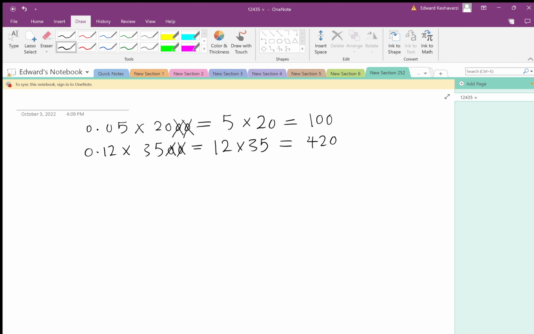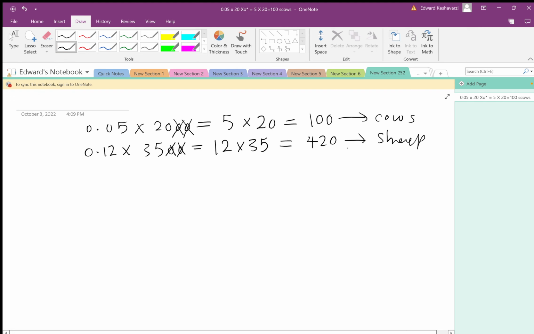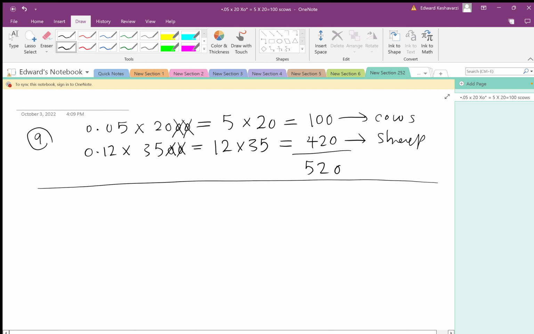That's okay, though. I did it quickly, but I can justify that. 10 times 35 is 350. 350 plus 70 is 420, yeah. So this is the number of cows that are sick, and this is sheep. We can add them together to see how many animals are sick. So it's going to be 520. So we are done with question number 9.